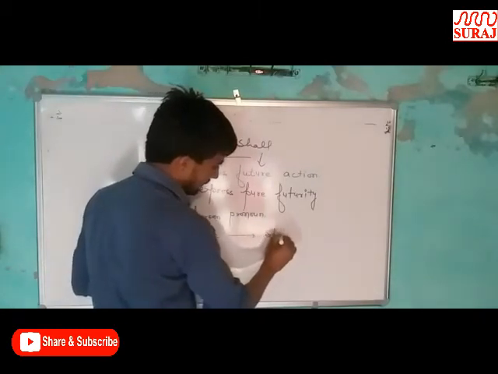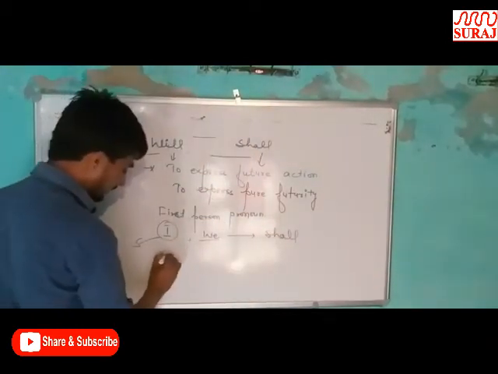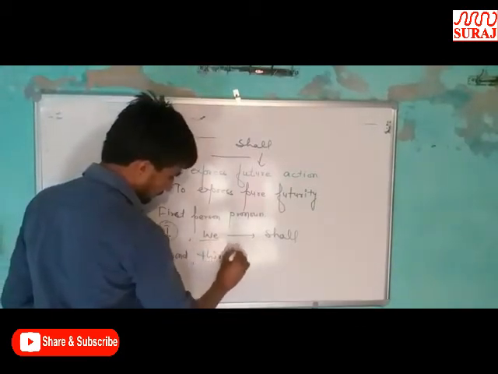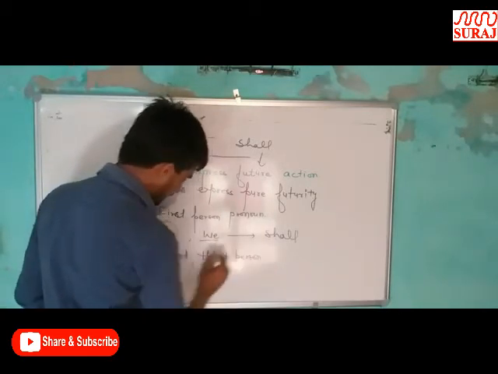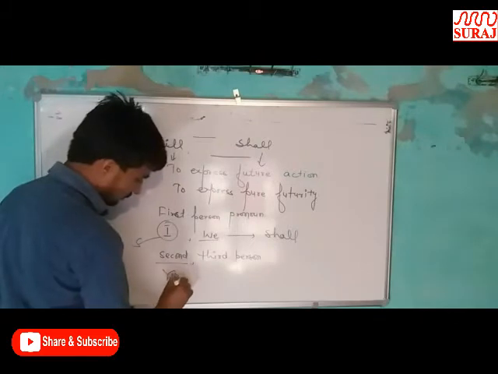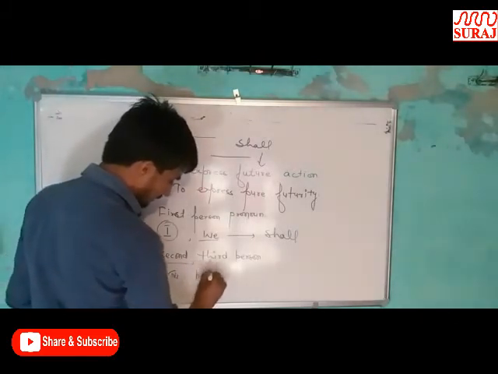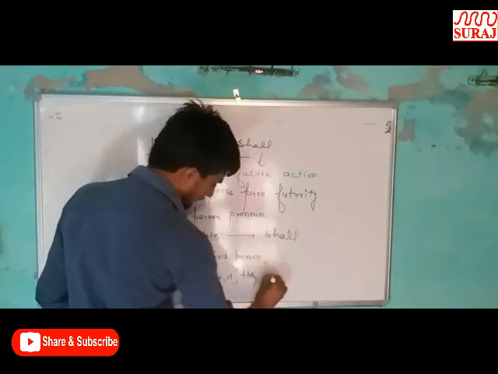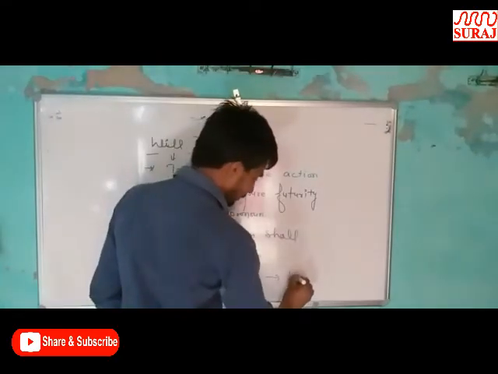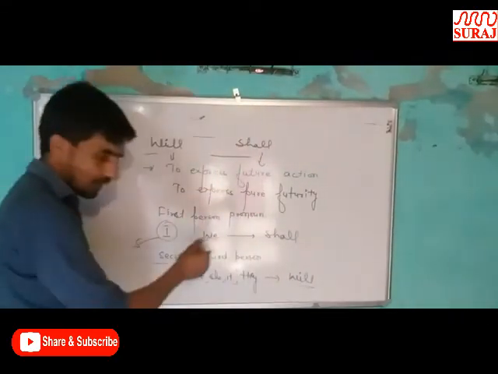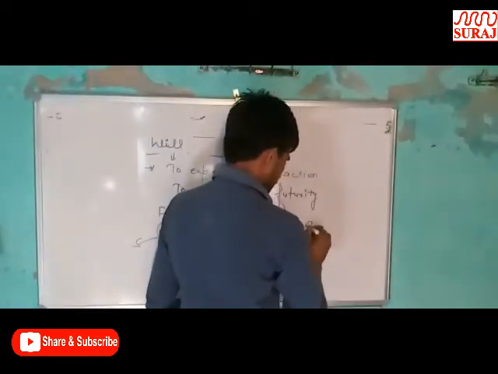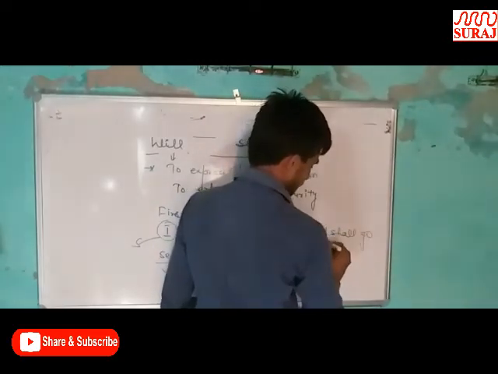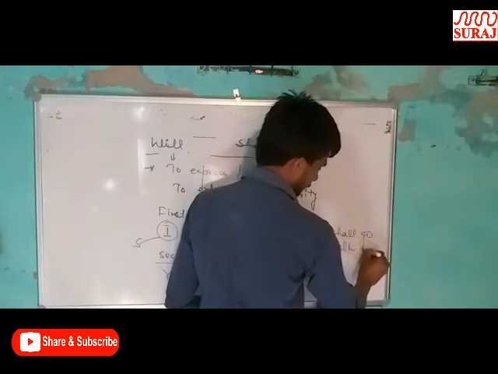I and we take shall, and for the second and third person, that is, in the second person you, and in the third person he, she, it, they, and any name, there will be use of the modal will. For example, I shall go to Delhi tomorrow.